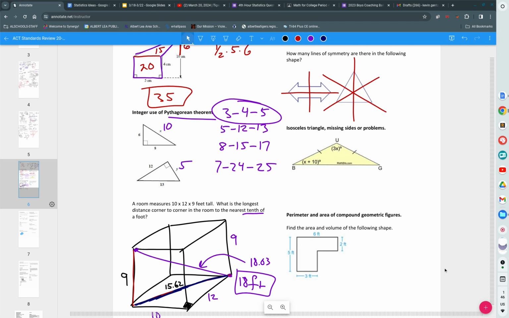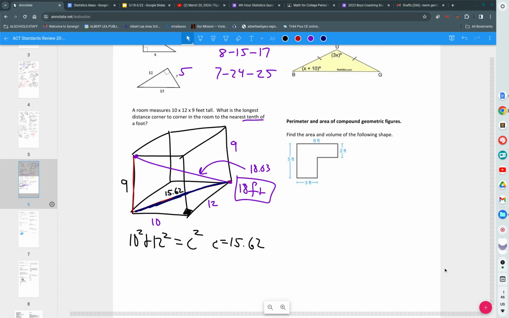Isosceles triangle. You've got to be able to work with isosceles triangles. What do we know about an isosceles triangle? Two sides are the same, which also means that two angles are the same. So we know this other angle is x plus 10.